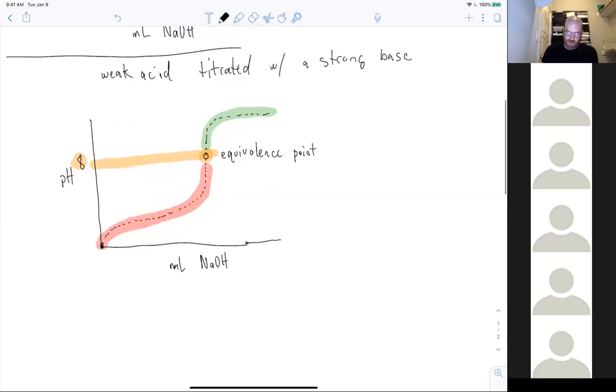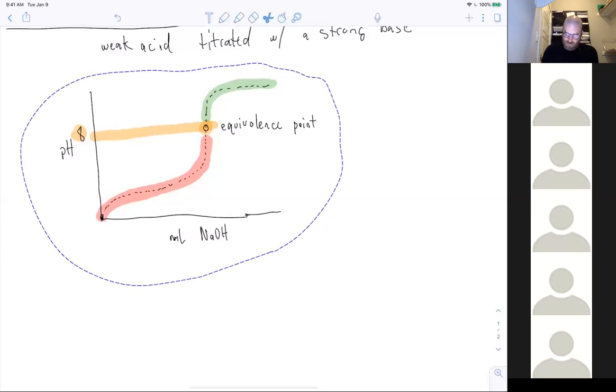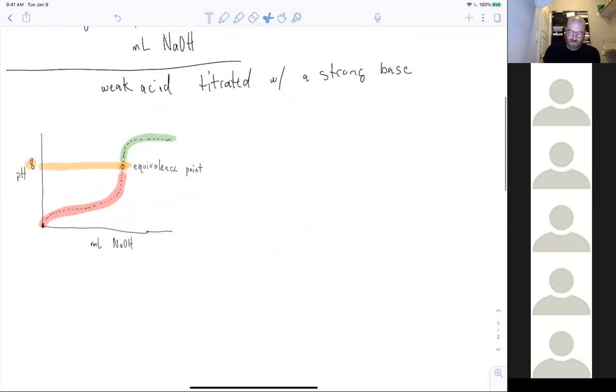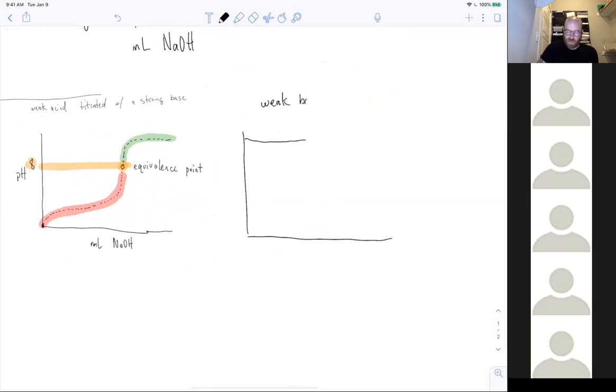I can just draw one of those right now, and we can look at all three and compare them. This is weak acid, strong base. If we look at, so now we're looking at weak base, titrated with a strong acid.